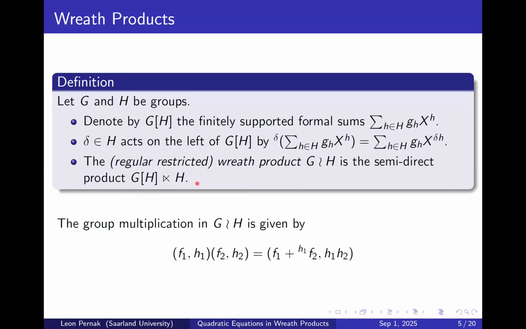Just for reiteration, the group multiplication in the resulting group, G wreath H. If I take two elements where the first component is an element in G^(H) and the second component is an element in H, then the group product, according to the laws of semi-direct products, is just: I take F1, I act by H1 on F2 and I sum up the result. And then for the second component, I just use the group product on H.